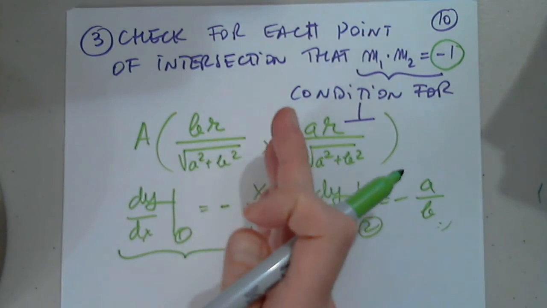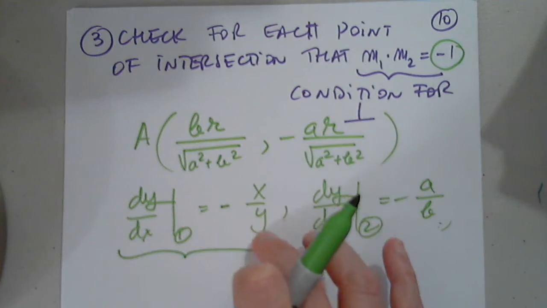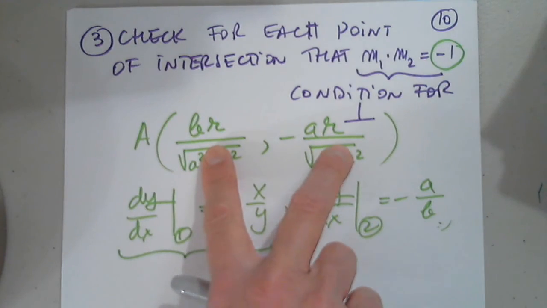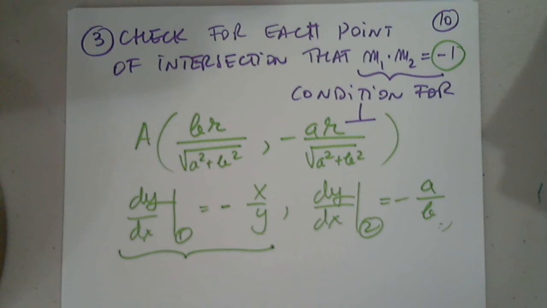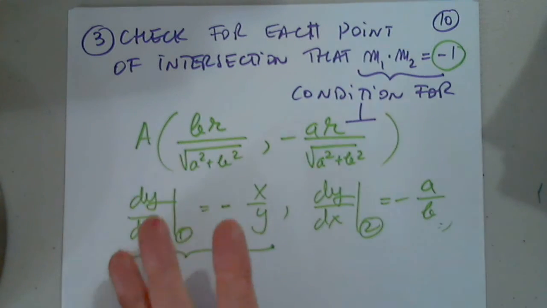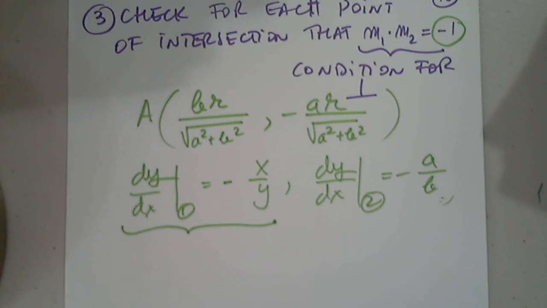If, when I evaluate negative x over y for this point times this, it does not give me -1, I don't have to look at the second point. I'll say they're not orthogonal trajectories of each other. Because at one point of intersection, they're not perpendicular. The tangents are not perpendicular. I don't have to look at B.